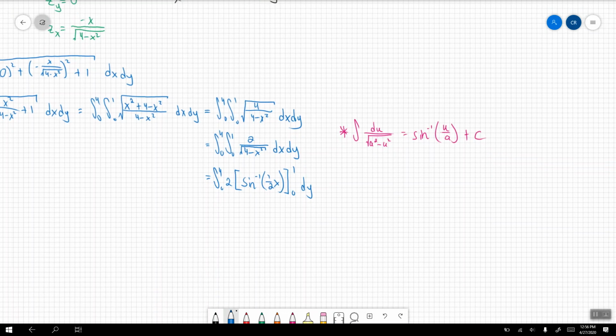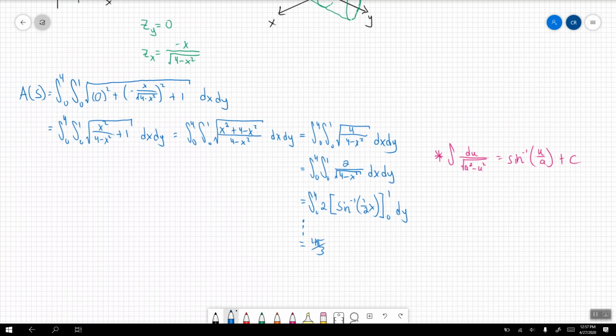That looks really good. So from here, I want you to go ahead and take the integral from there. Finish that evaluation for this integral. Once you do, you will get an answer of 4 pi thirds. So when we're looking at the surface area here, the surface area is 4 pi thirds.